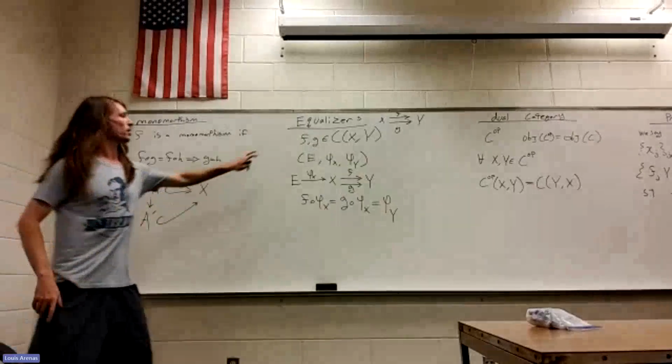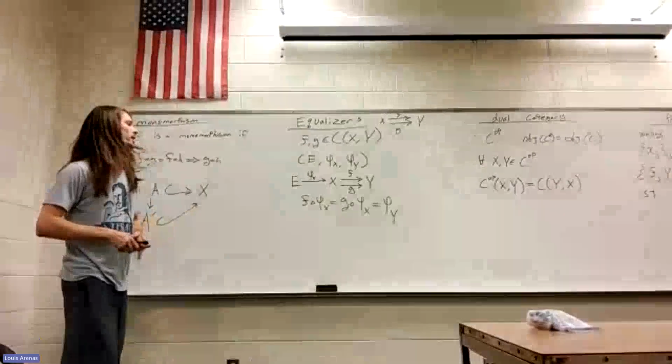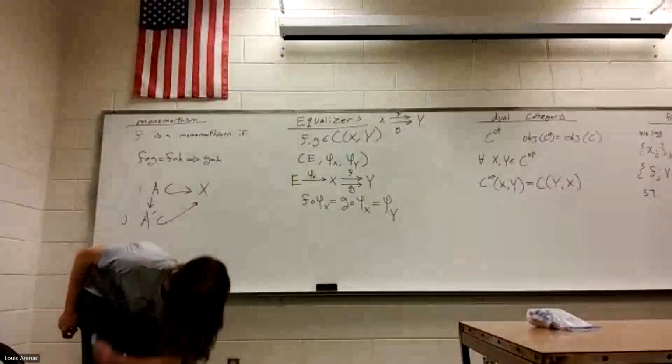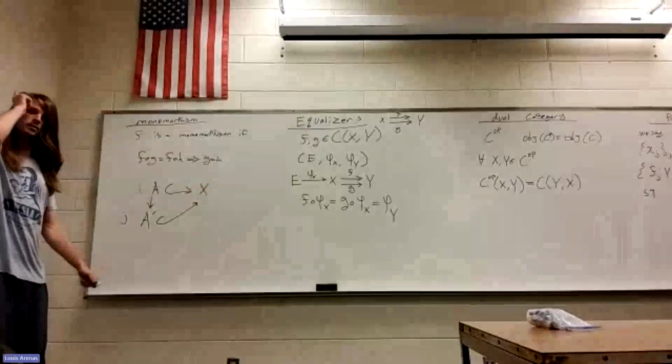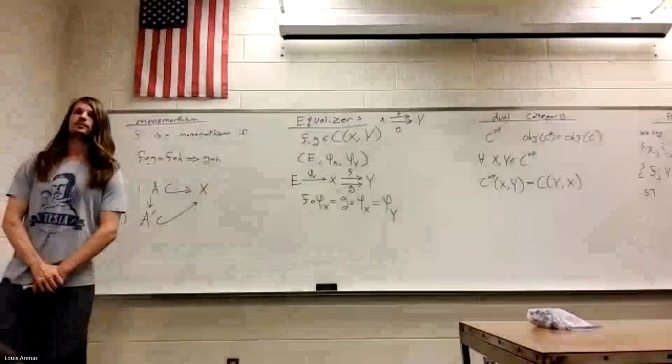This is just for one pair. F and g are a fixed pair. Okay, the equalizer E is relative to f and g. So yes, E also explicitly depends on f and g. Yeah. Okay, sure.